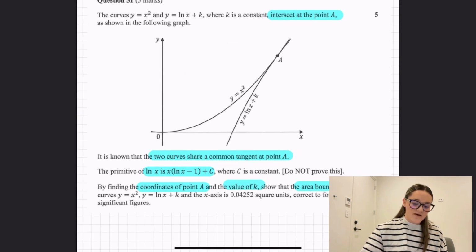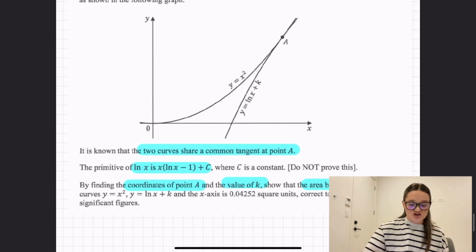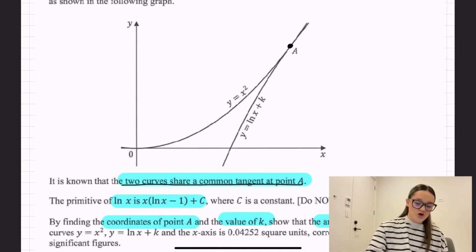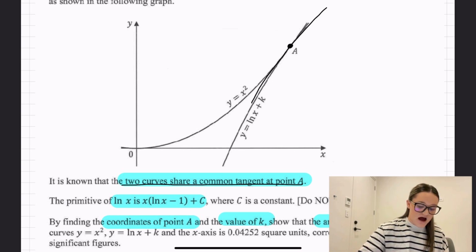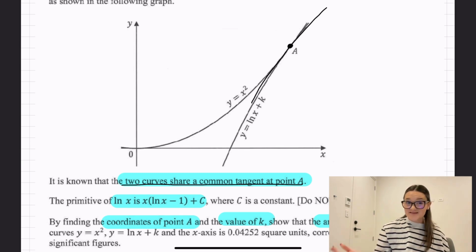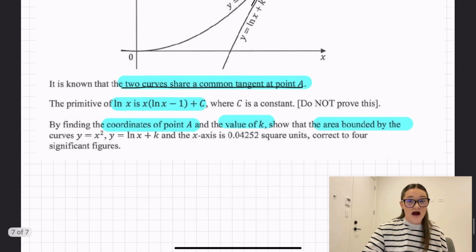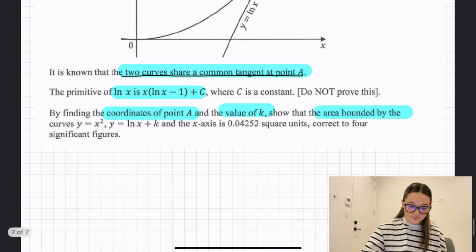So if I'm looking at this question chronologically, the first thing I'm having a look at is the fact that these two curves share a common tangent. So when two curves share a common tangent, that means that at this particular point here, the gradients of the tangents at that particular x point are going to be the same. So if I'm looking at the gradient of the tangent, I know that I'm already going to be working with my first derivative. So that's probably my first hint on how I can get started with this question.